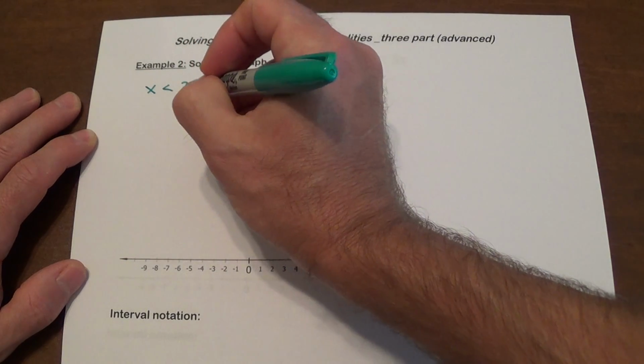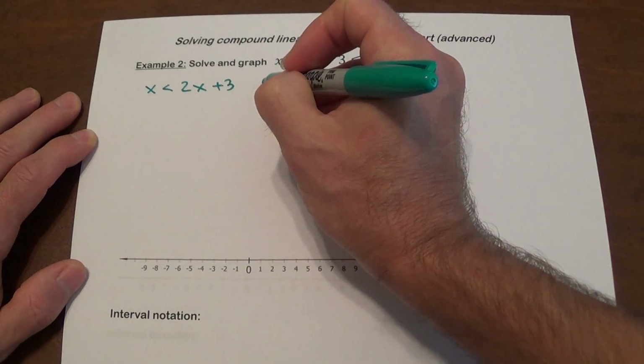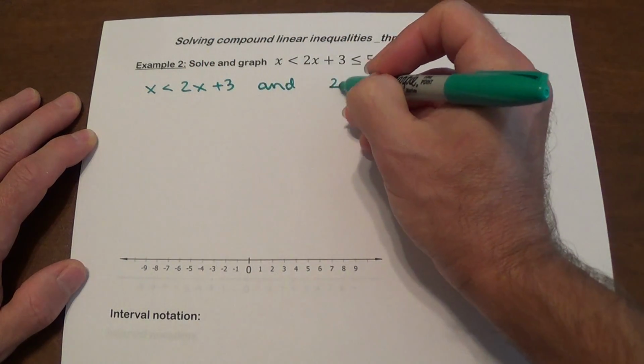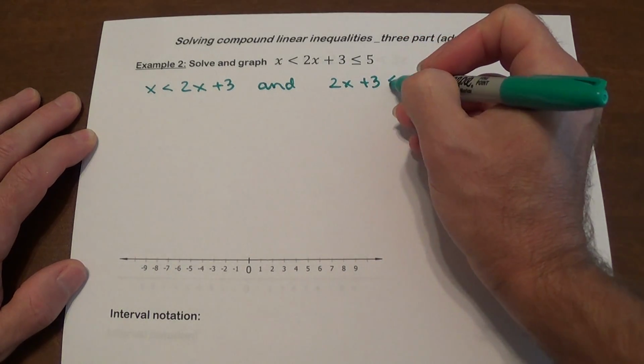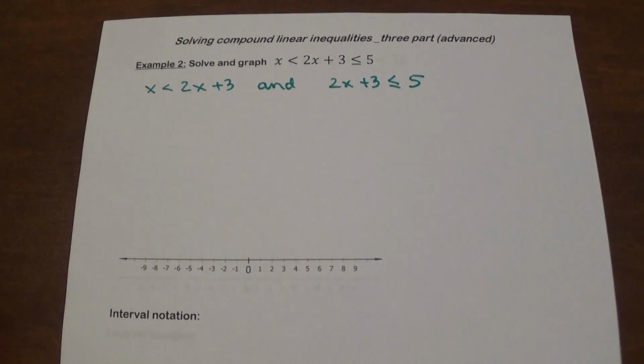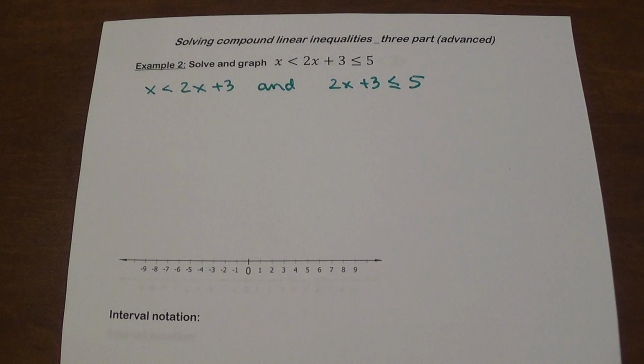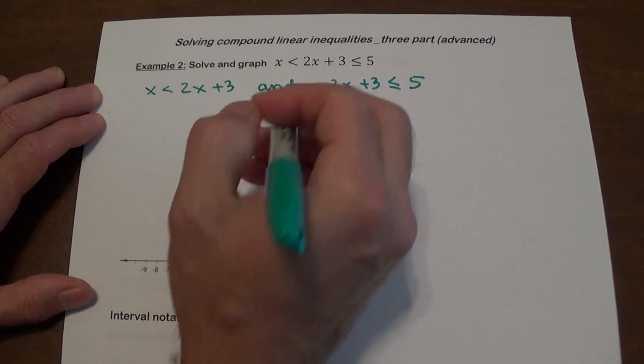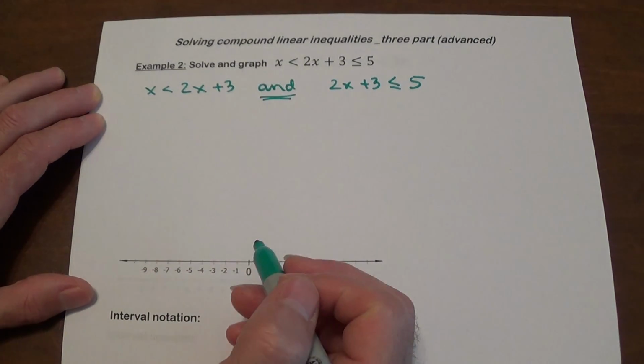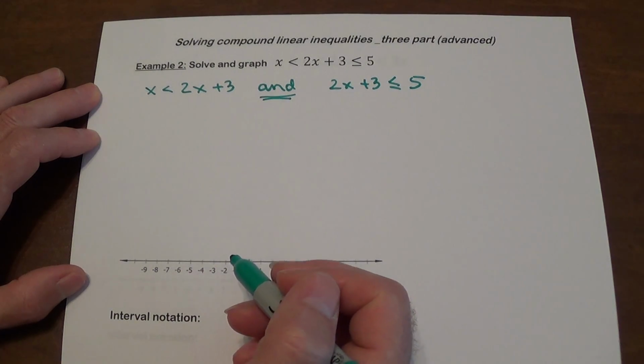x is less than 2x plus 3, and 2x plus 3 is less than or equal to 5. Then you solve each of these inequalities individually, and after that you can see what the outcome is. Now, this is a very important thing. This is always going to be AND for these types of inequalities.